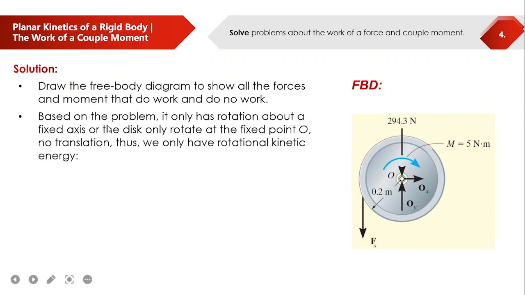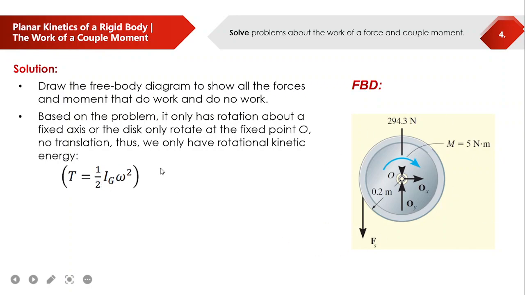294.3 newton. Okay, so based on the problem, it only has rotation about the fixed axis, or the disc only rotates at a fixed point O. Thus, wala siyang translation. So we just have to consider lang the rotational kinetic energy natin dito. Ayun. So medyo simple lang na problem nito kasi hindi siya nag-translate, no? Kasi nga fixed lang yung rotation niya at that point. So hindi siya nag-translate over at position, okay? So we only have your rotational kinetic energy.